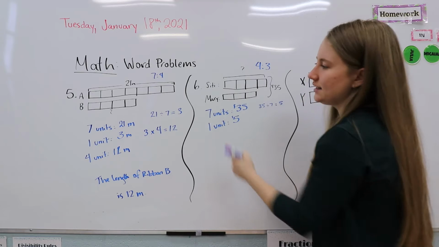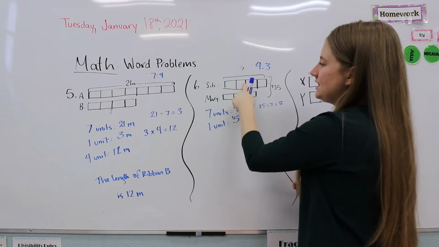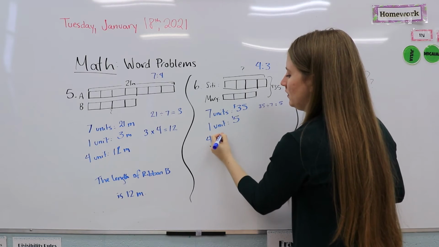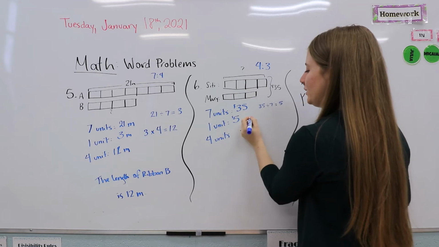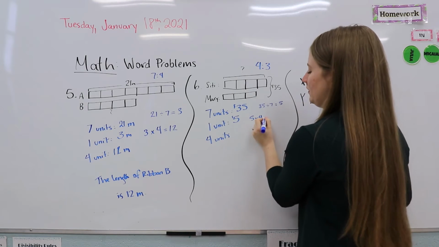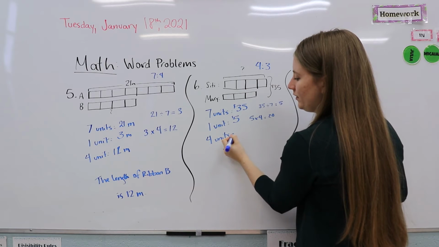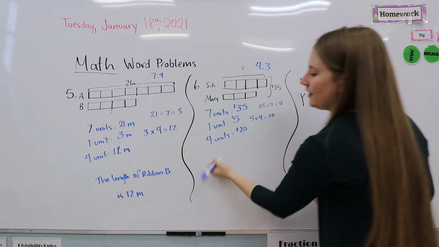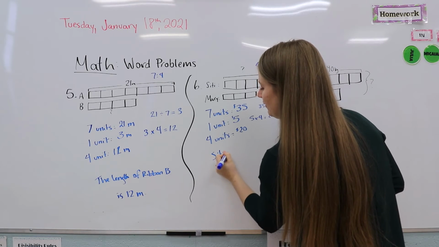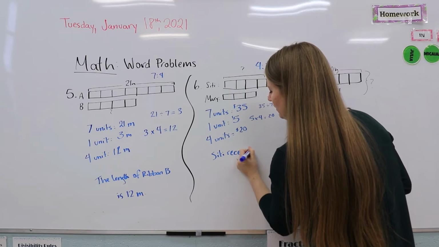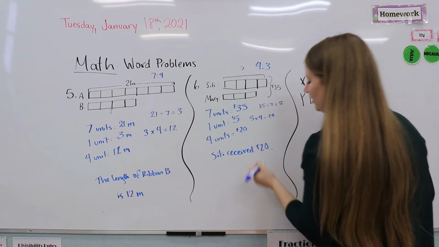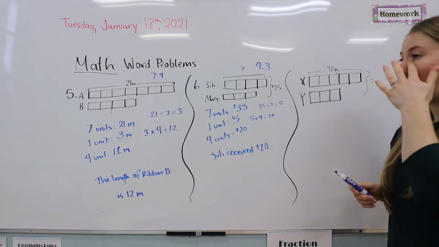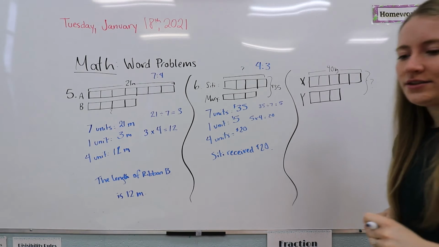Okay, and now it's asking us how much money CT had, and CT is the one that has 4 units. Okay, so that's what we're going to need to get to. And again, to get from here to here, we're going to do 5 times 4. Okay, so 4 units is $20. Okay, and then our sentence at the end, CT received $20. All right, so do you see how that works? Okay, so now let's look at the last one.